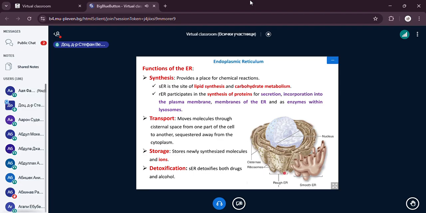The endoplasmic reticulum is also a storage area. More specifically, the storage function is typical for the smooth endoplasmic reticulum. And in smooth endoplasmic reticulum, in many cells, ions are stored, sequestered from the cytoplasm. And last but not least, detoxification. This is again more attributed to the smooth endoplasmic reticulum, and that's where detoxification of drugs and alcohol happens.